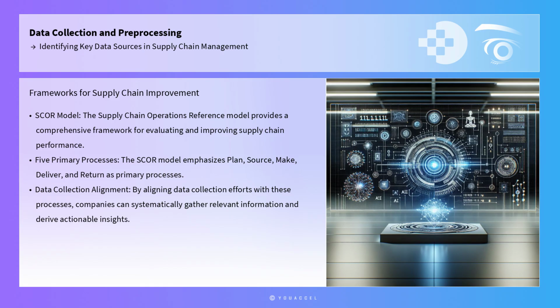Practical tools and frameworks are indispensable in this process, offering structured methodologies for data collection and analysis. One such tool is the Supply Chain Operations Reference Model, which provides a comprehensive framework for evaluating and improving supply chain performance. The SCOR model emphasizes 5 primary processes: plan, source, make, deliver, and return. By aligning data collection efforts with these processes, companies can systematically gather relevant information and derive actionable insights.